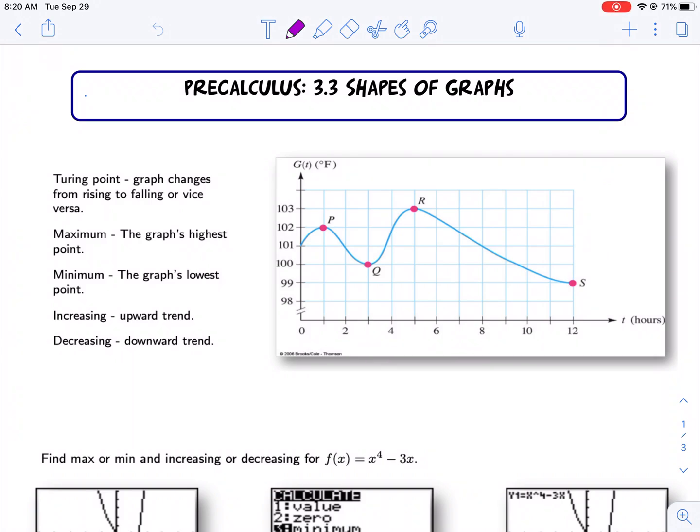Hi class, welcome to section 3.3, all about shapes of graphs. So we're going to have a little vocab to start.